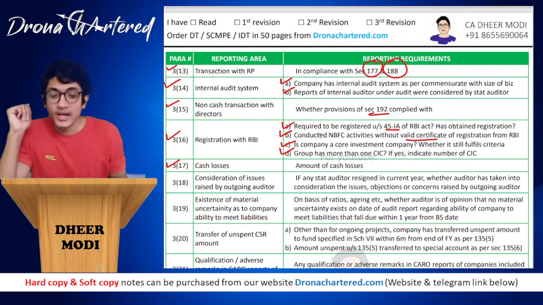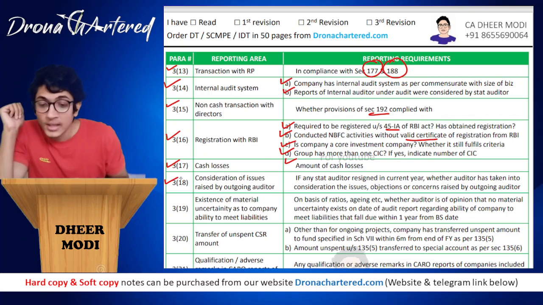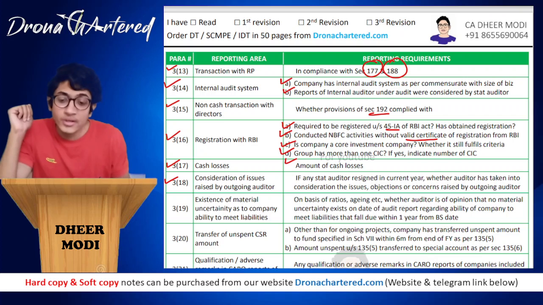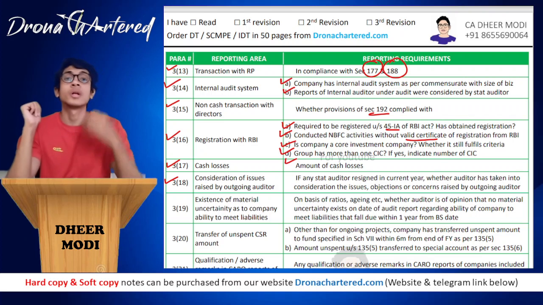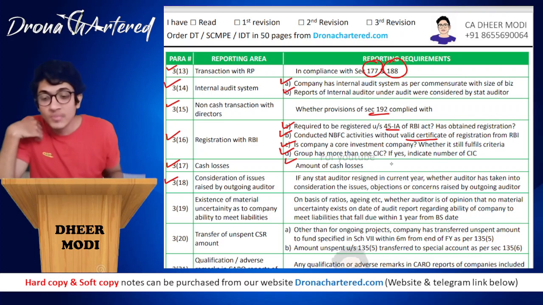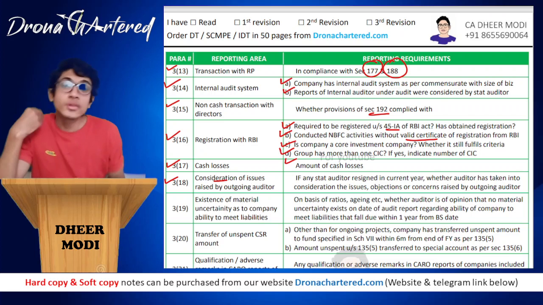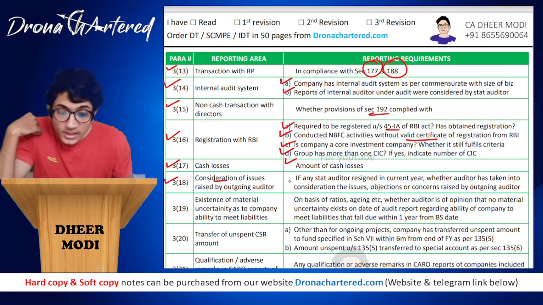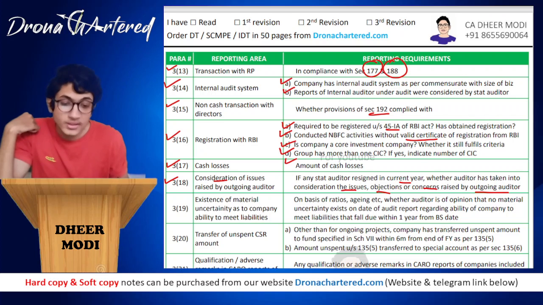317 talks about cash losses. Cash losses means the amount of cash losses you will have to specify. 318 talks about consideration of issues raised by the outgoing auditor. Outgoing auditor means the auditor that is leaving. You have to consider the issues that he had raised. So if any stat auditor resigned in the current year, whether the auditor has taken into consideration the issues, objections, or concerns raised by the outgoing auditor.